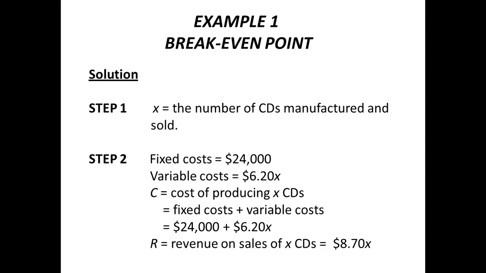In this first example, break-even point, we will let x be the number of CDs both manufactured and sold. There is a fixed cost of $24,000 and variable costs of $6.20 per x number of CDs. Therefore, the cost equation is C = 24,000 + 6.20x, fixed cost plus variable costs. R is the revenue on sales generated by x number of CDs, and that's equal to 8.70x.